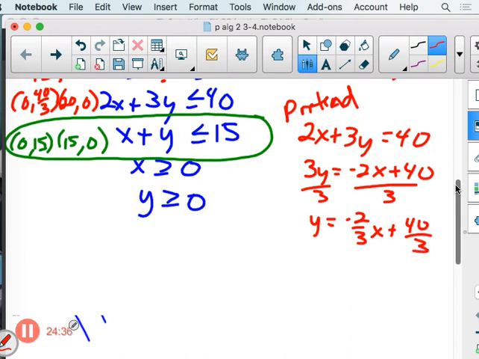Now we know we were absolutely right about that 40/3, because that's where we're supposed to be graphing if we graph this. Go up 40/3 and then down 2/3. And I want to see where does it hit my other line that I had to graph, which was x plus y equals 15. That one's nice and easy to get y by itself. You just subtract the x.